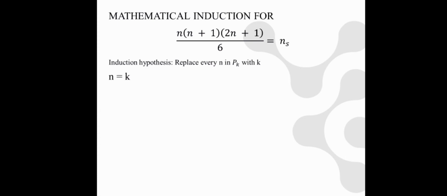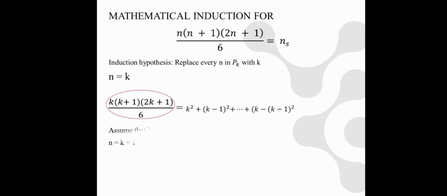So our induction hypothesis: replace every n in P sub k with k. So n is equal to k. So we substitute k for n. So n times n plus 1 times 2n plus 1 over 6 becomes k times k plus 1 times 2k plus 1 over 6, is equal to 1 squared plus 2 squared up to k squared. Assume that it is true.